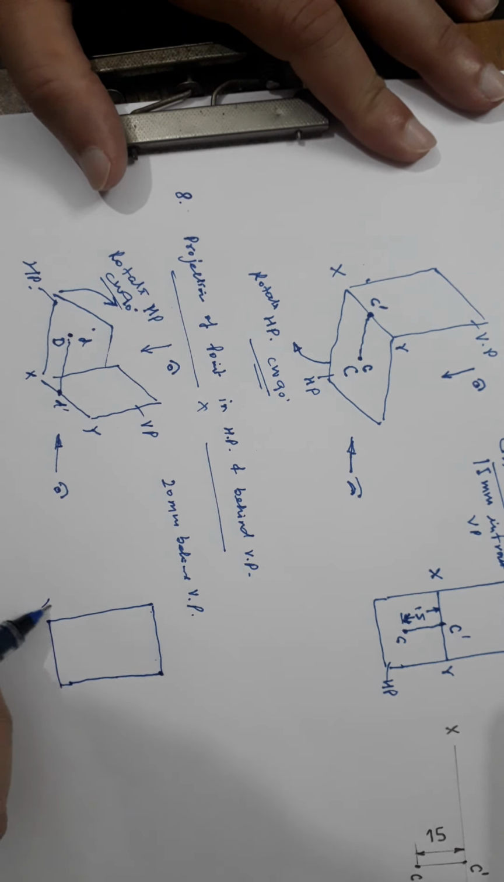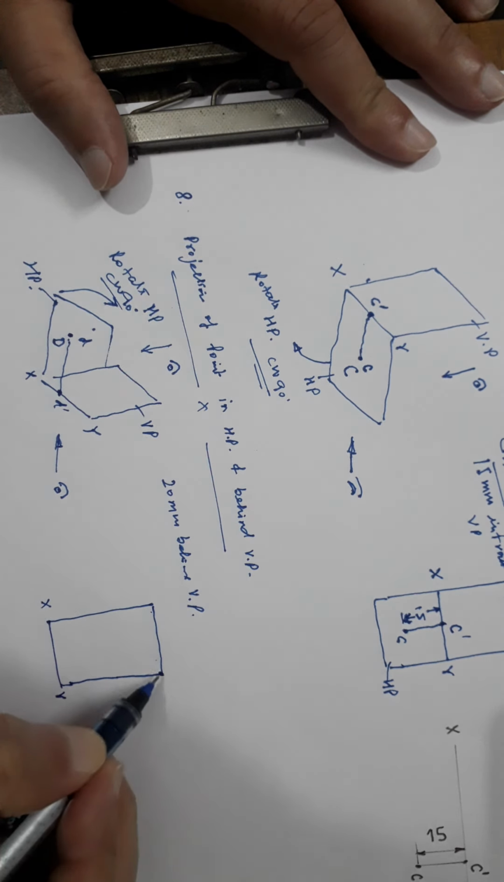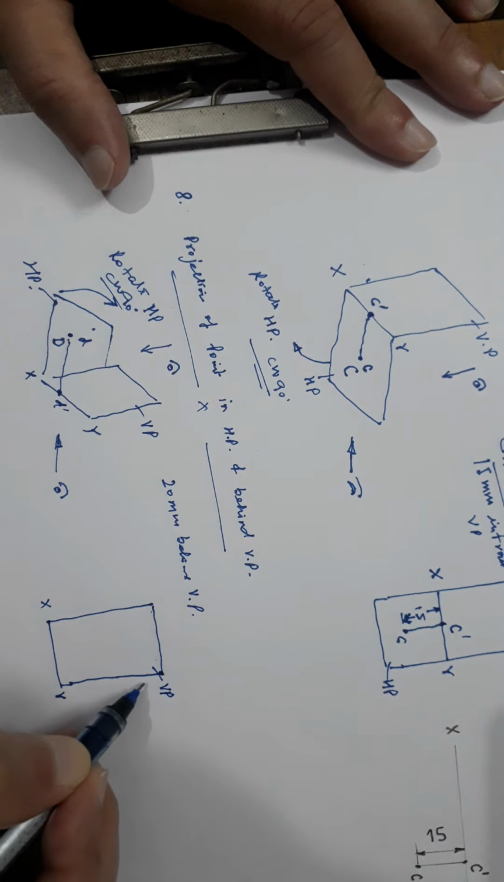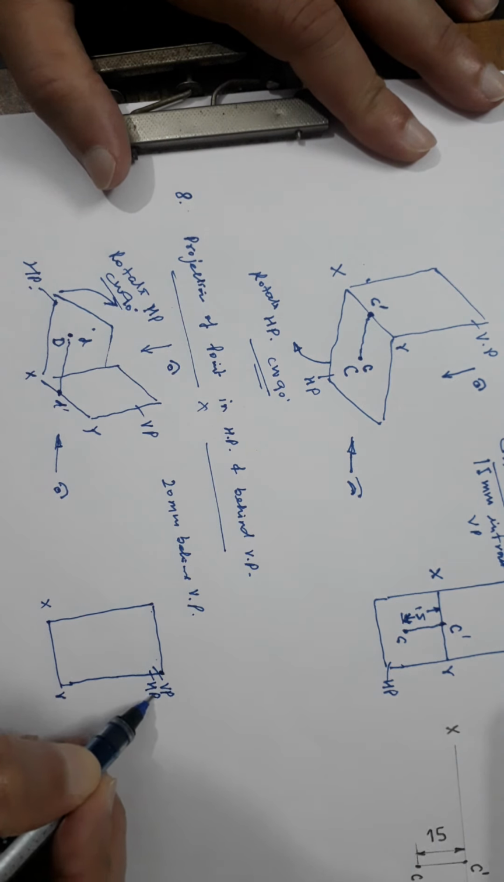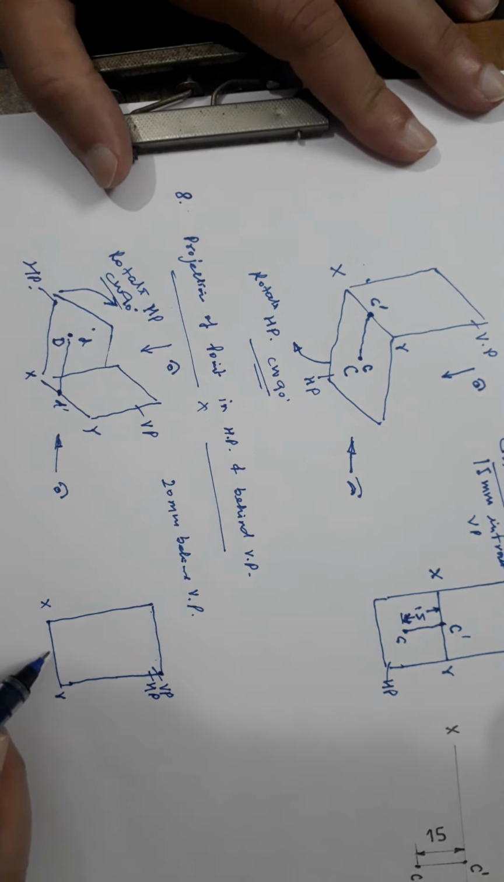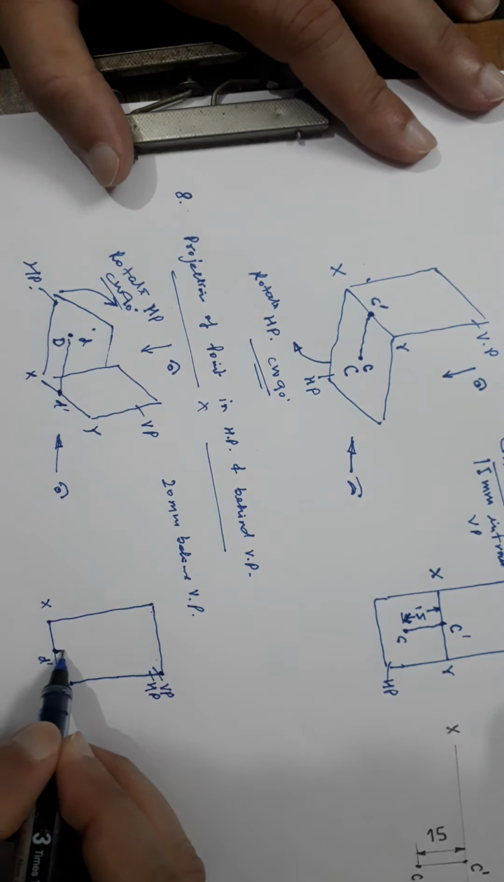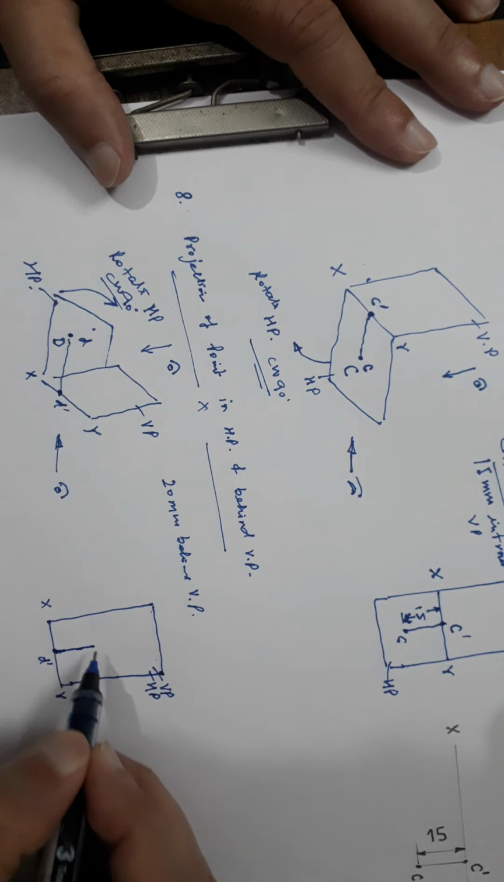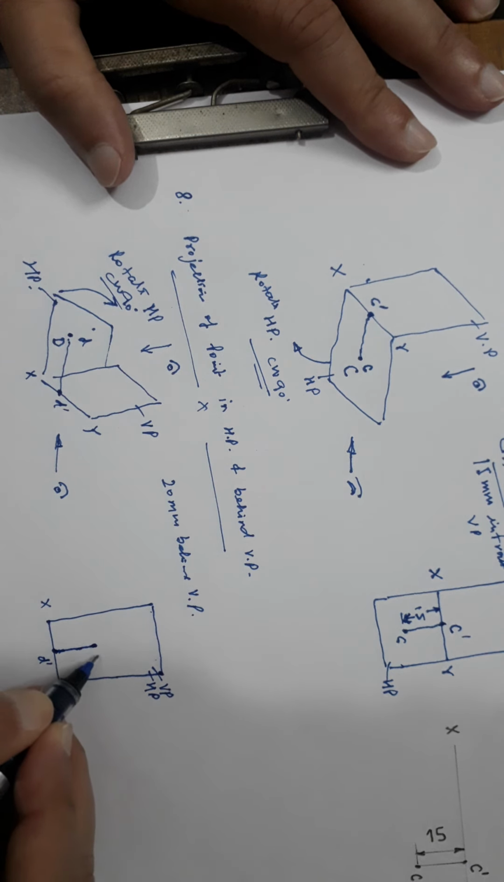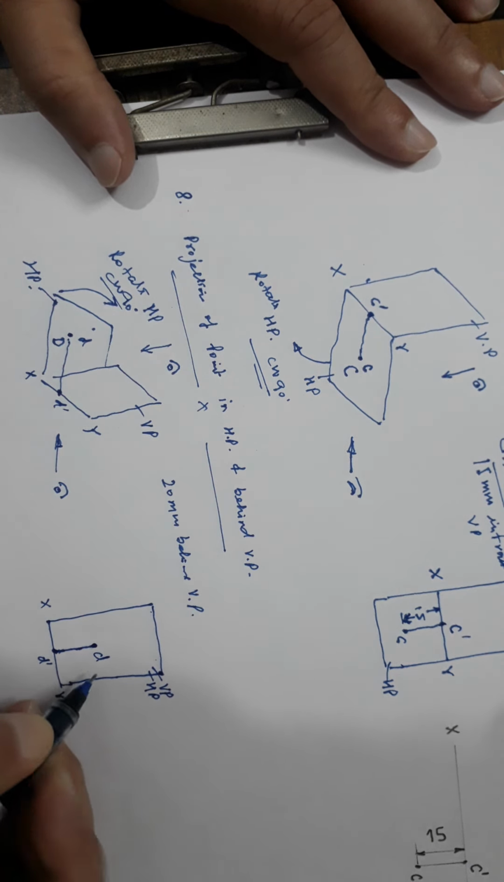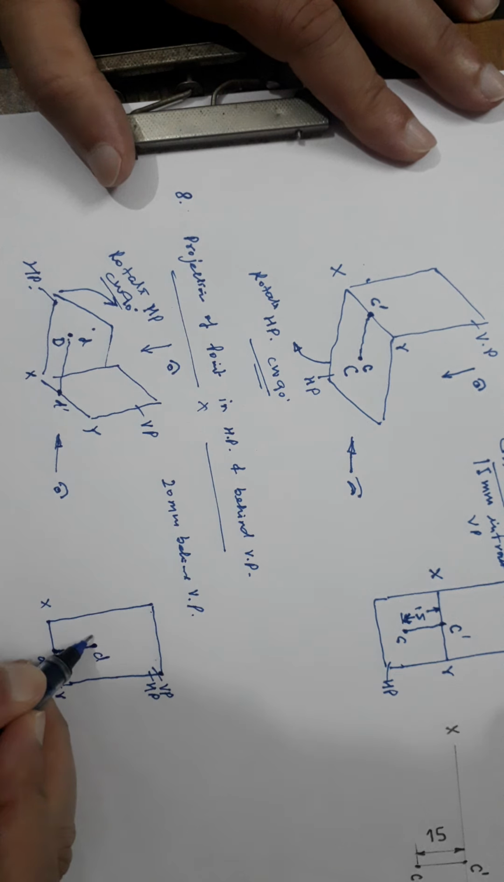Okay, now this is XY. Both HP and VP are merging, like in the second quadrant. Now D dash will be somewhere here on XY, and D will be here. You have to show it just above the XY line. It is 20 mm, it is given.